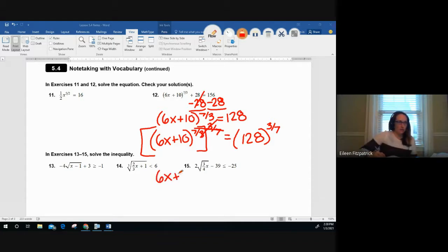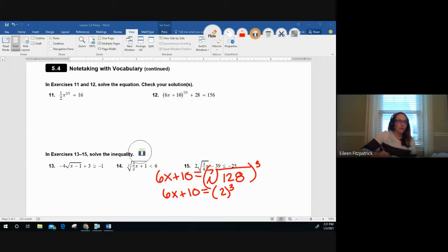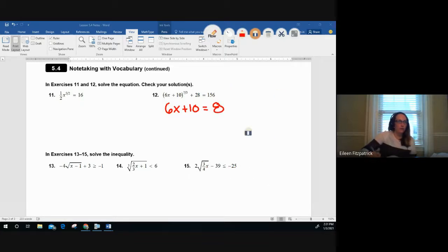So I have 6x plus 10 is equal to, now the seventh root of 128 raised to the third. So if you want to rewrite it, it's the 7th root of 128, and then raised to the third. The 7th root of 128, and you might not know this, you might have to do a factor tree, is 2. So I have 6x plus 10 equals 2 to the third. All right, 2 to the third is going to give you an 8. So now I have 6x plus 10 is equal to 8. Okay, that's what I have so far once I evaluate that exponent.